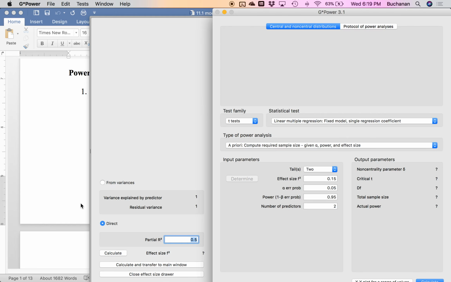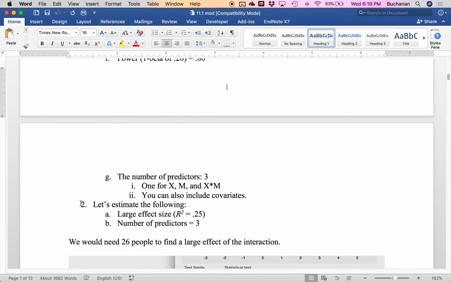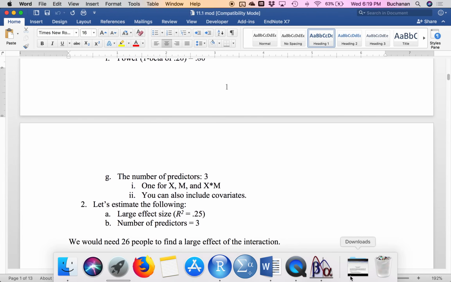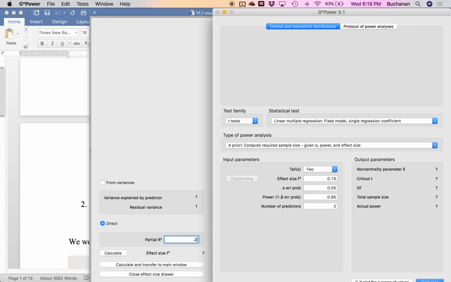So how big do you think that interaction is? In this particular example, I'm going to do a large effect size, so 0.25. Calculate and transfer to main. Alpha is 0.05 for this course, 0.80 for power, being 1 minus beta.